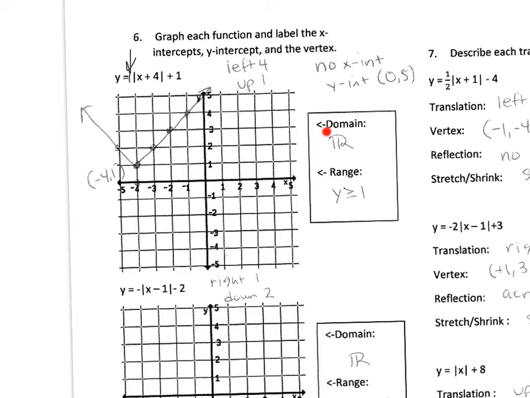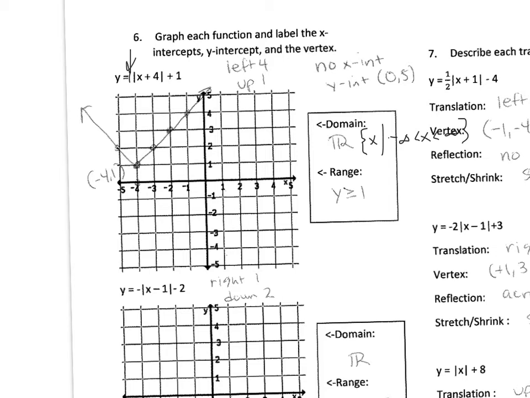I'm also going to list the domain. So the domain is all real numbers because this extends infinitely to the left and infinitely to the right. And I could also write it in set notation. So it's x such that x is between negative infinity and infinity.